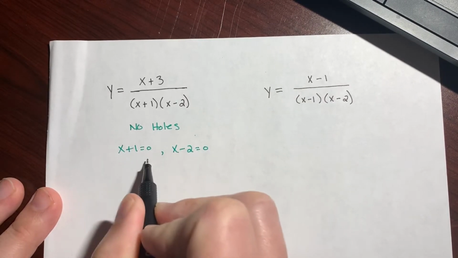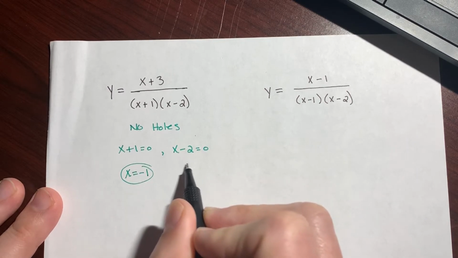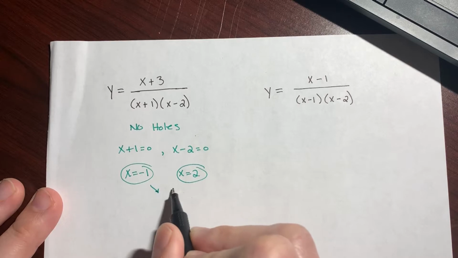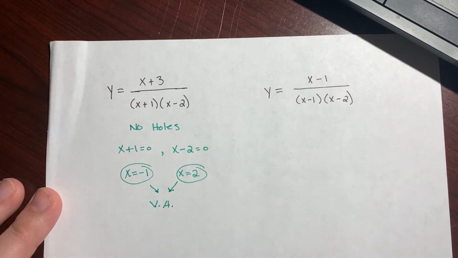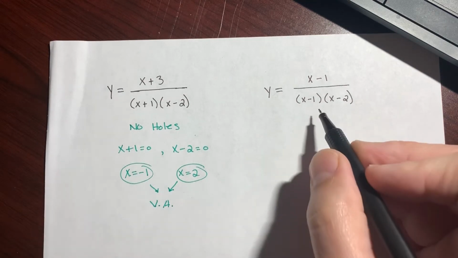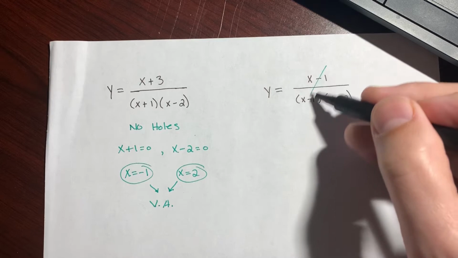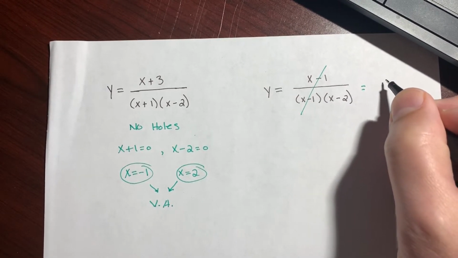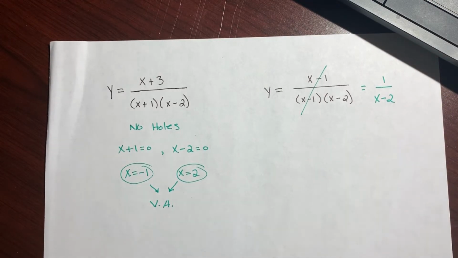this, subtract the 1 and get x equals -1. Add the 2 and get x equals +2. And these are both vertical asymptotes. Over here, I do have something that cancels out. These match up. So they would cancel, giving me a simplified expression of 1 over x minus 2.